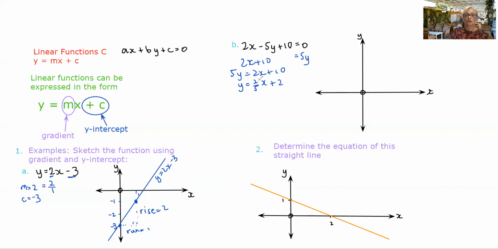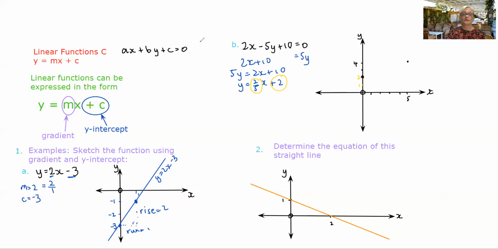Now we're in a position where we have our y equals mx plus c, and we can go ahead and do our plotting. So we start with our y-intercept at 2. Now our gradient is 2 over 5. That means we need to be able to represent a run of 5 and a rise of 2. So here's our first point, that's our y-intercept. Our other point, or one other point of an infinite number of points, would be at 5, 4.